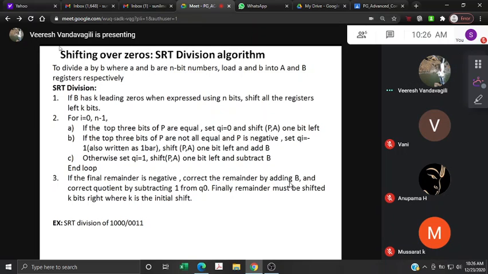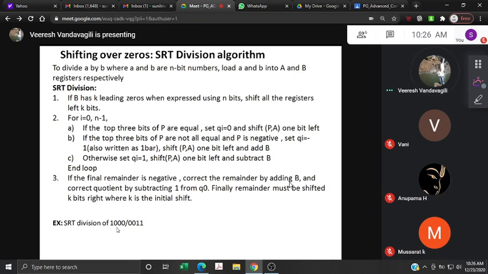Initially it was shifted left, so now it will be shifted back. The final remainder must be shifted k bits right, where k is the initial shift.